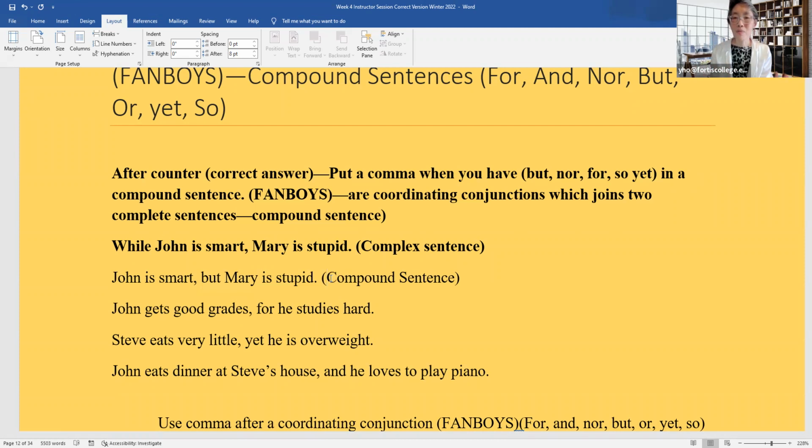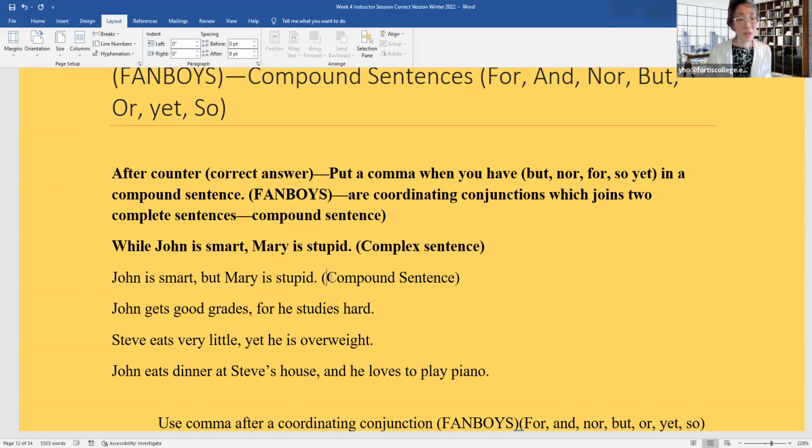That's the difference. It's just a difference in style and tone. And so it's up to the writer to decide how he wants the reader to read his essay. Does he want the reader to say, while John is smart? That's not an important sentence, so you put it as a dependent clause. Mary is stupid. Or do you want the reader to read, John is smart, but Mary is stupid? Do you notice the difference in tone? That's the difference between the compound and complex sentence.